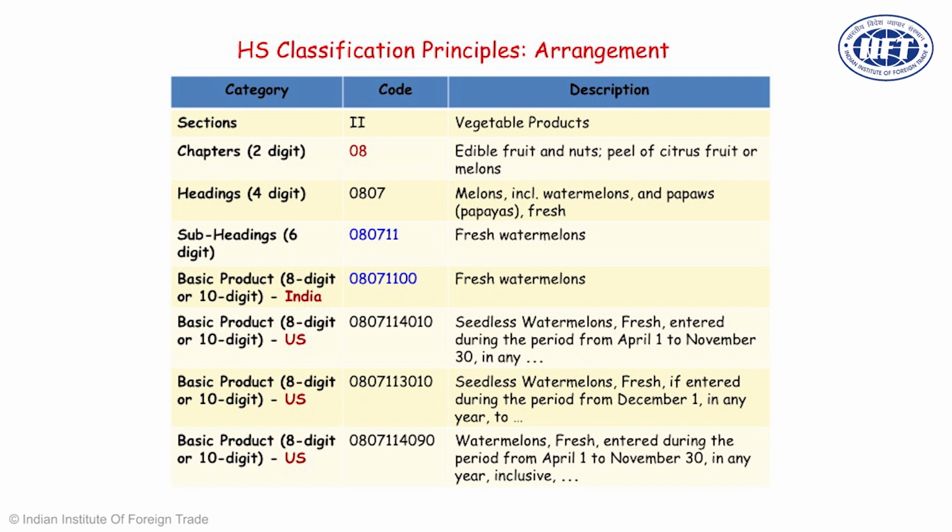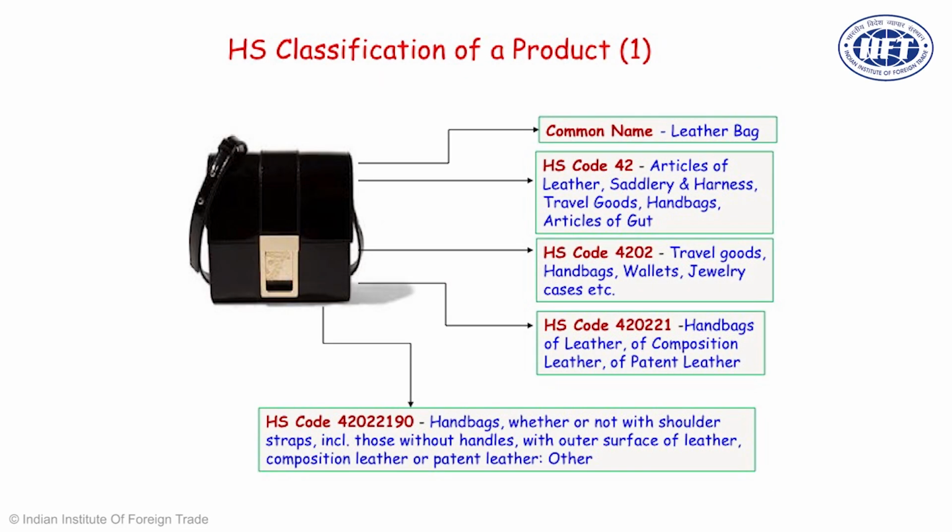So how can we use the harmonized system to identify the product of your interest? One example might come in terms of leather bags. You first look at the leather bag that you are exporting in terms of leather goods. We'll find the leather goods come under HS 42, which includes all forms of leather products. Then you come to travel goods or handbags, which come under 4202.